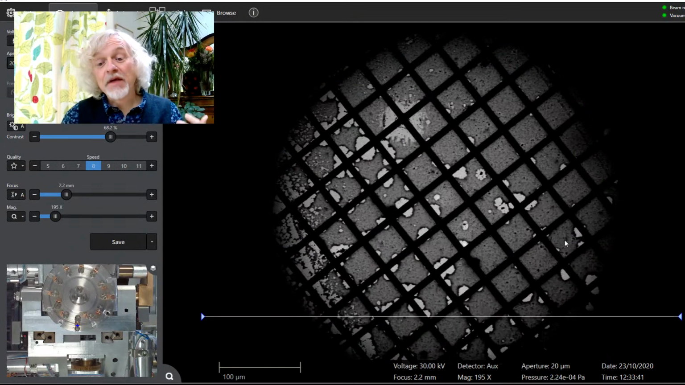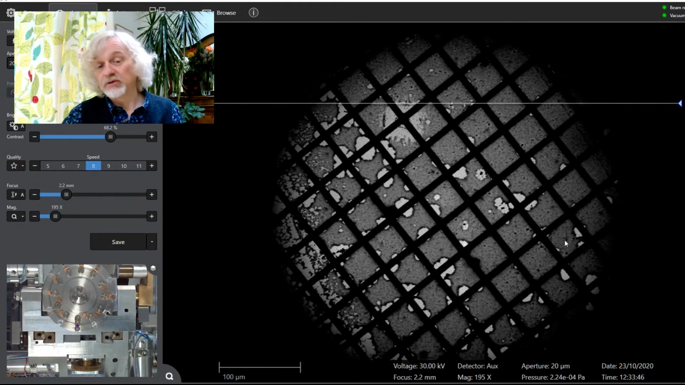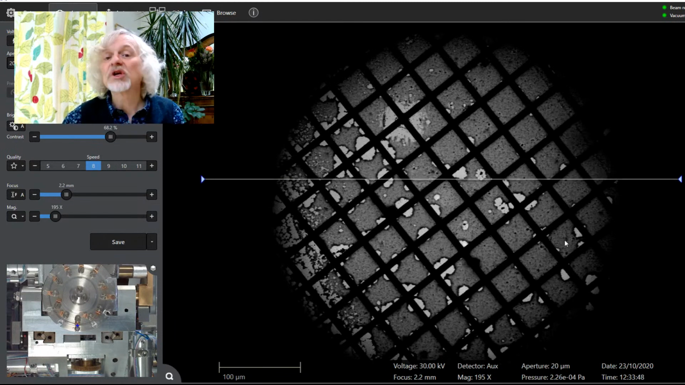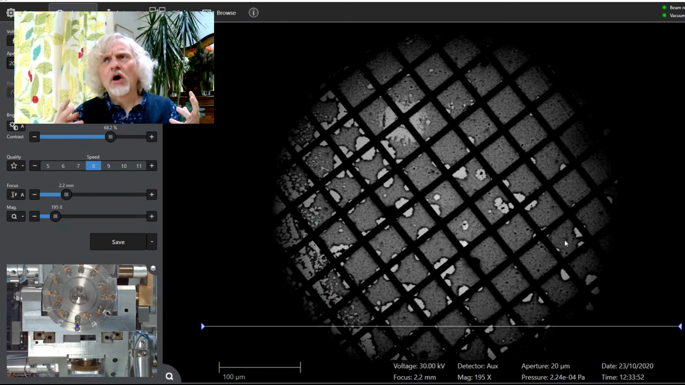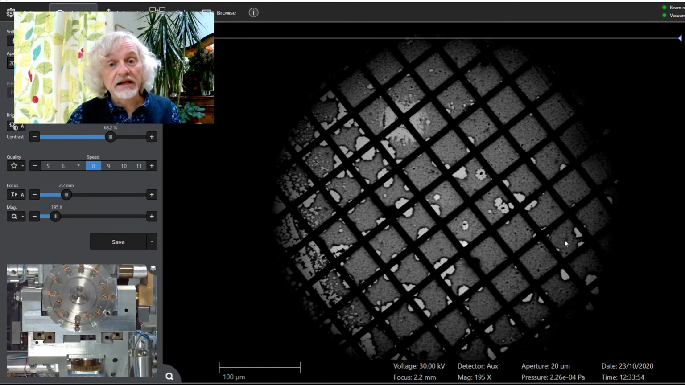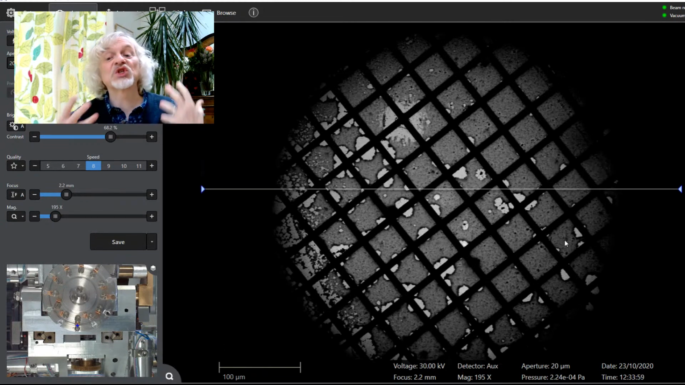Now, this microscope that I'm using is a scanning electron microscope. So it's not a light microscope, it's not an ordinary microscope, it's a very special type of microscope. And this allows us to see things that are too small to be seen with an ordinary light microscope. And I'm going to try and give you a sense of the scale.